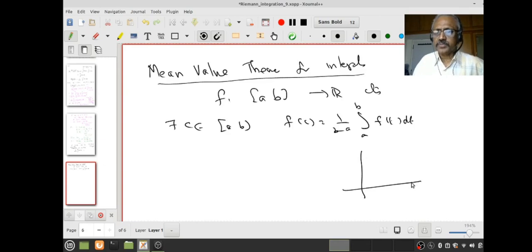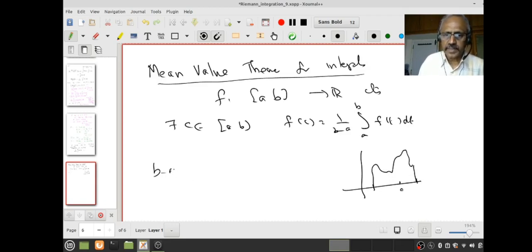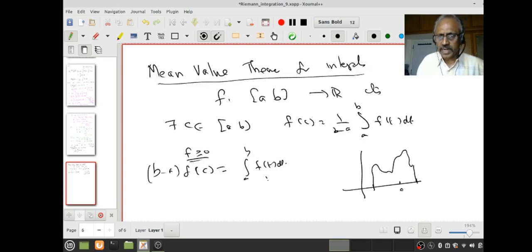Suppose f is a positive function from the interval [a, b]. Now the area I counted. Look at the area. This is the area of this, and then divide by the length. What does it want to say? It says that there is some point c such that (b minus a) into f of c is equal to the integral from a to b of f(t) dt. For a positive function, or this is true for anything. In particular, I am looking at a positive function, and this is the area of this region.